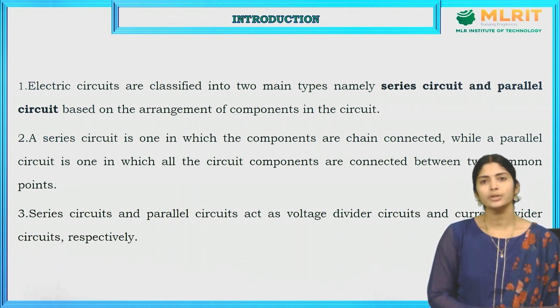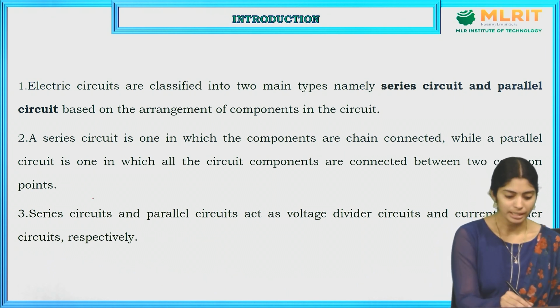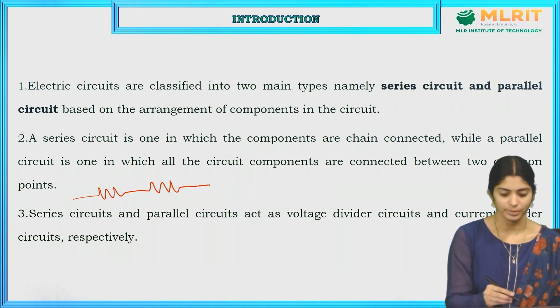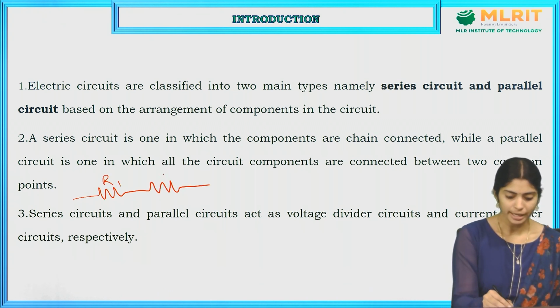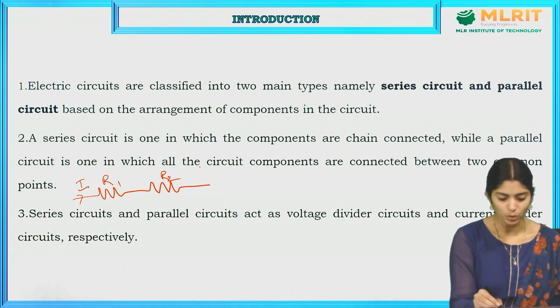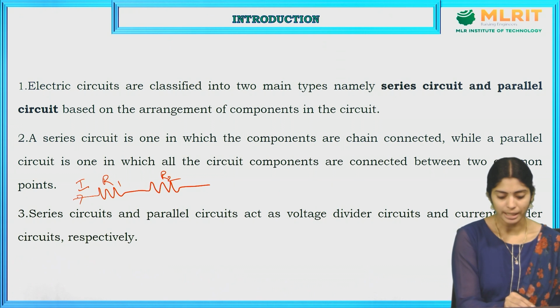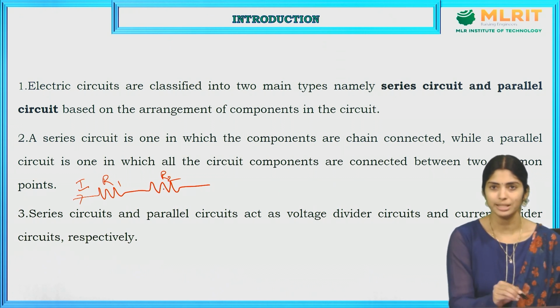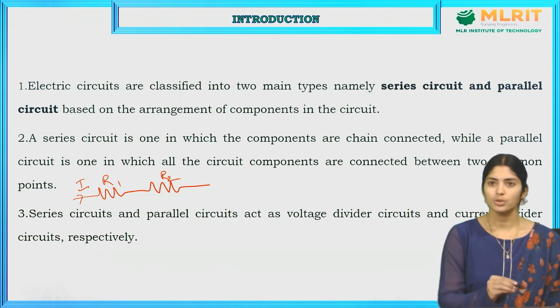A series circuit is one in which the resistors are connected in series. Let us suppose this is resistor R1 and this is resistor R2. The total current I flowing through the circuit will be the same throughout the circuit. The current flowing through R1 and the current flowing through R2 will be the same in the series circuit. So this is a series circuit.